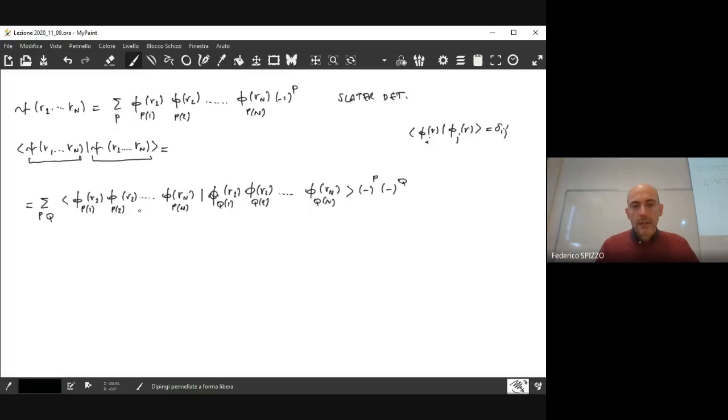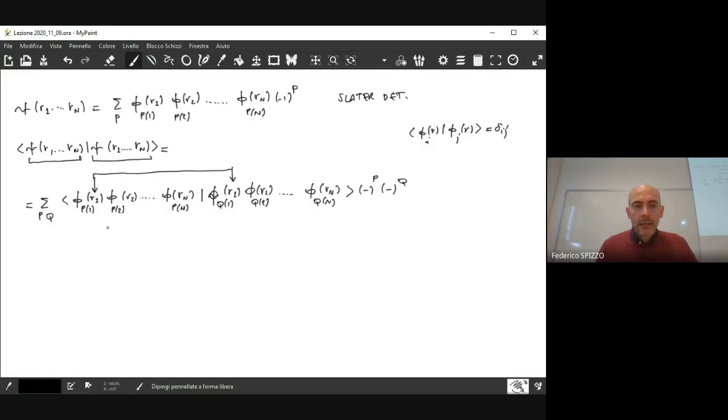In this situation, let's just consider coordinate 1, just to make an example. If you consider coordinate 1 here, this is found for level Q1. So the index of the level depends on the specific permutation you are using here. But on the other side of this scalar product, you have the same coordinate that is in level P1.